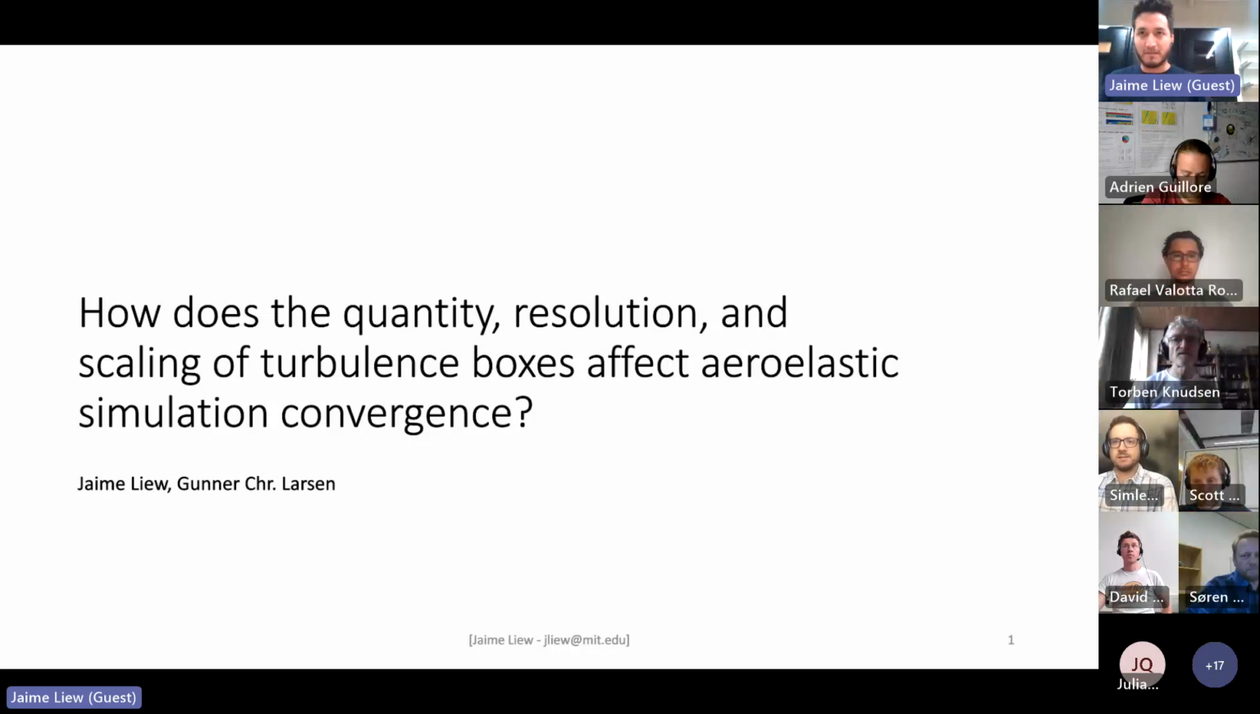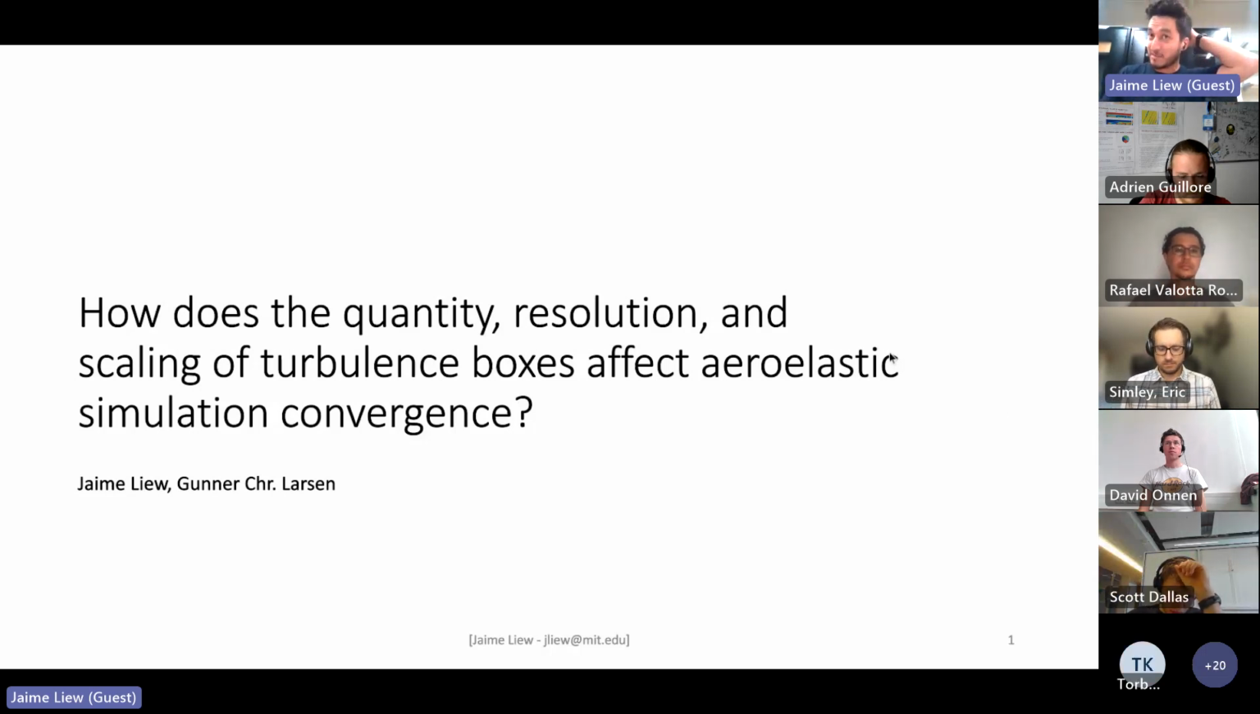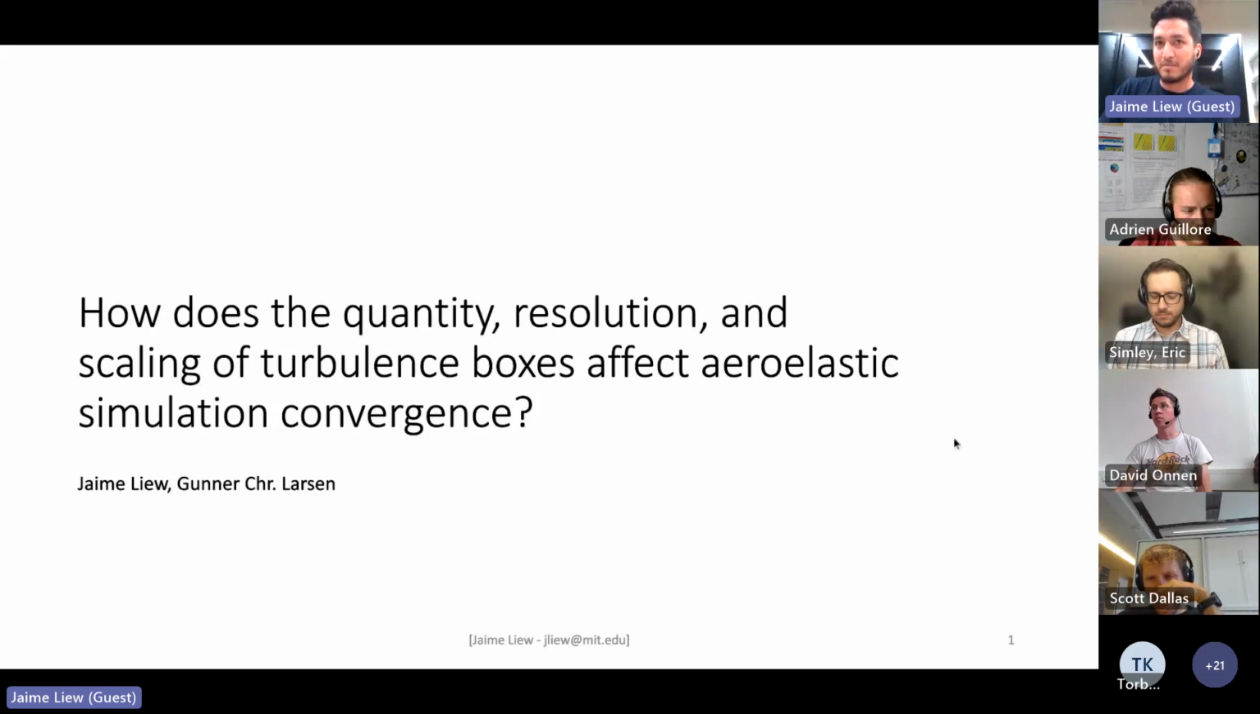Yeah, so I'll be presenting mainly focusing on fatigue loads and how the uncertainty changes based on the turbulence box that you choose when you use an aeroelastic simulation, and I'll be focusing on three aspects. So the quantity of turbulence boxes, which is how many simulations you run, the resolution of the turbulence box, and also something called scaling of the turbulence, which I'll explain a bit later. And this is work I did back at DTU for my PhD, and now I'm sitting at MIT as a postdoc.